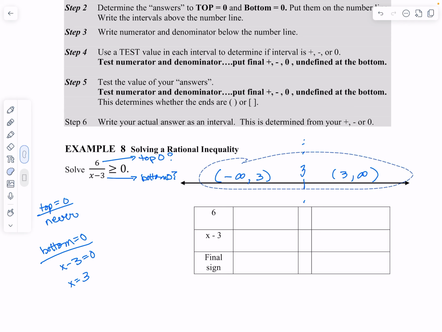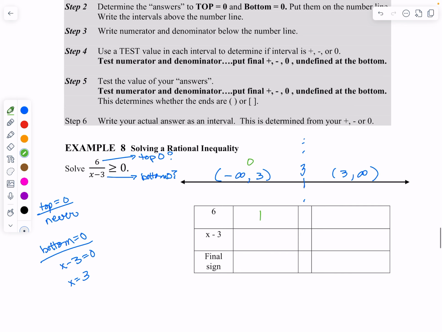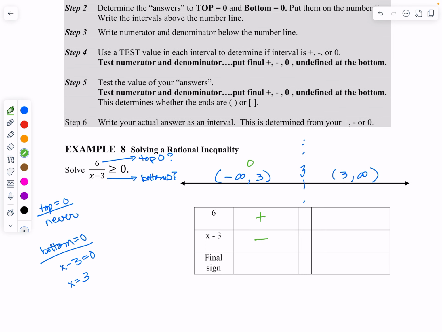Now we just need to find the sign. If I pick anything in here, and notice that I've got a 0 in here, the top will always be a 6. So the top is always positive because that's a positive 6. Now I'm going to put my 0 in the bottom. 0 minus 3, do you notice that that's a negative? So a positive divided by a negative, my final sign is going to be a negative.